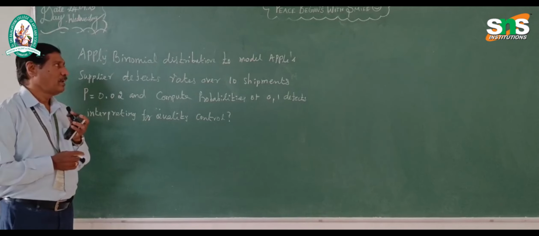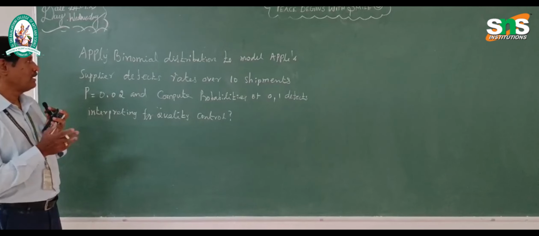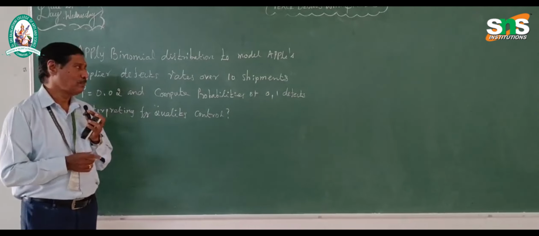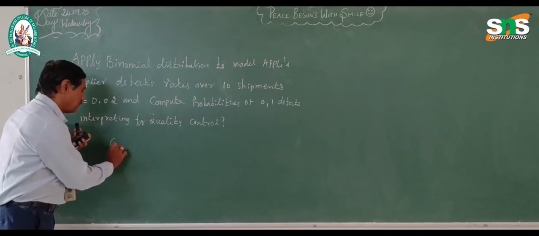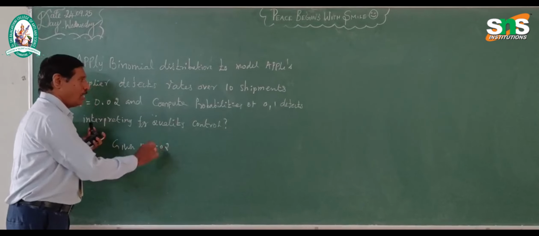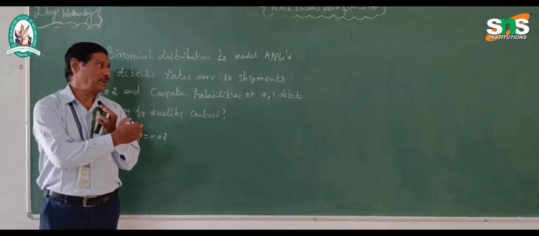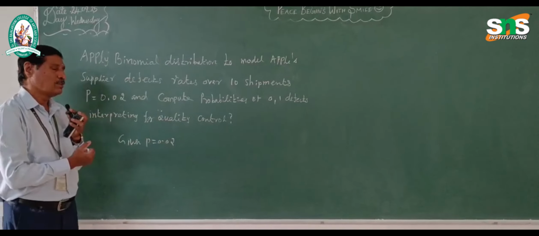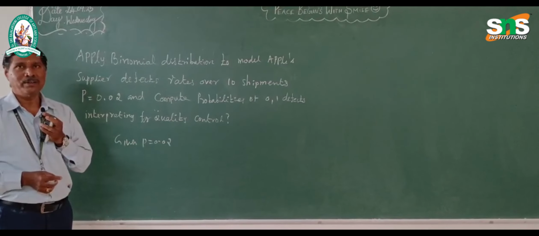This is the question. So here, what is given? The Apple company supplies some apples. Among that, the 10 segments are defective. The probability is also given: P is equal to 0.02. And we calculate the probability that 0 apples or 1 apple are defective. Using that, we interpret the quality control. So here P is equal to 0.02.